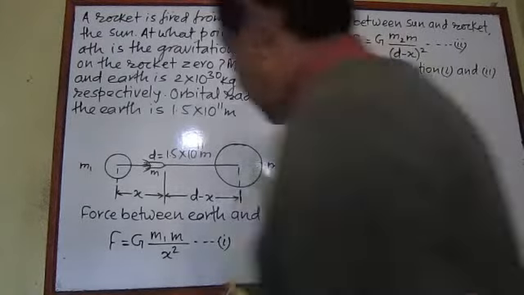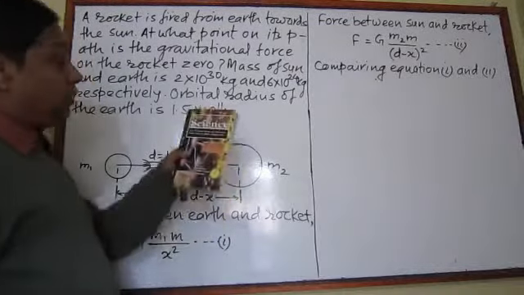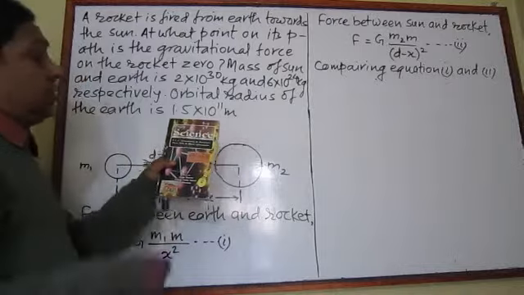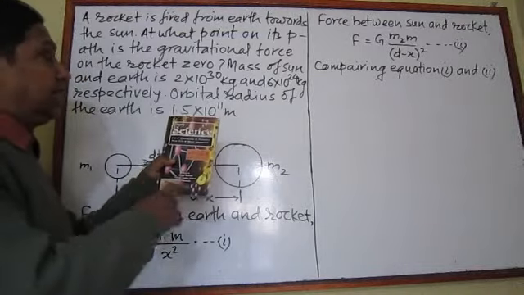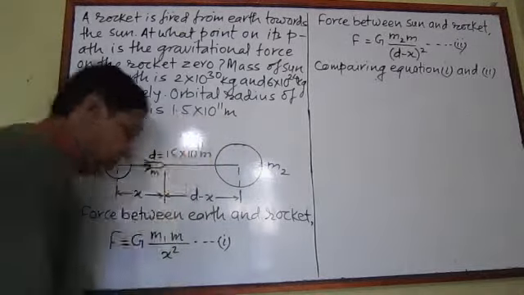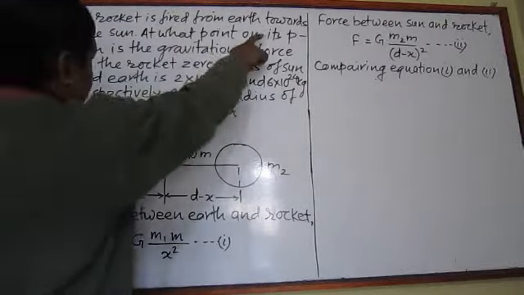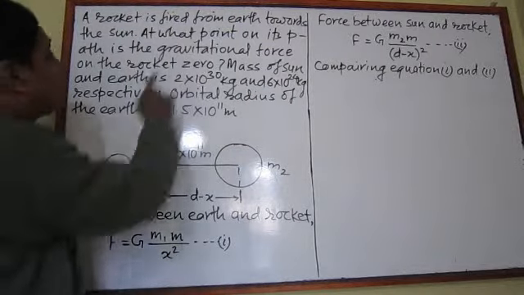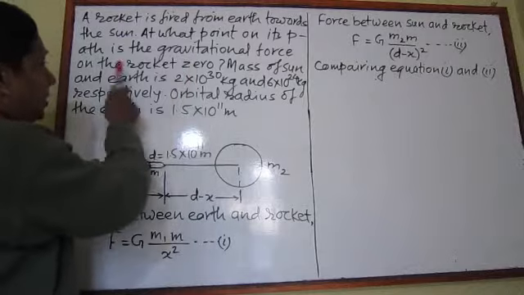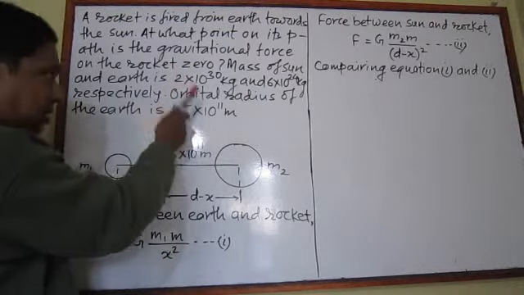Look at this. I have taken a numerical problem from this book, Indoor Science, published by JK Education Center, and I want to solve it. A rocket is fired from the Earth towards the Sun. At what point on its path is the gravitational force on the rocket zero?